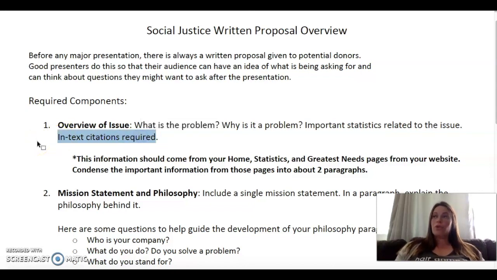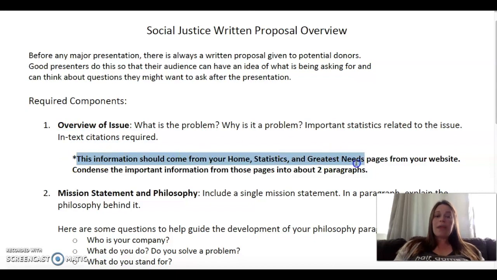In your overview, this section of your proposal paper, in-text citations are required. Okay, so you've done the research already. You should not have to do more research for this. And you've actually already, like I said, synthesized your information, and you've probably written some of it down in your website. Okay, please don't feel like you have to reinvent the wheel in this section.